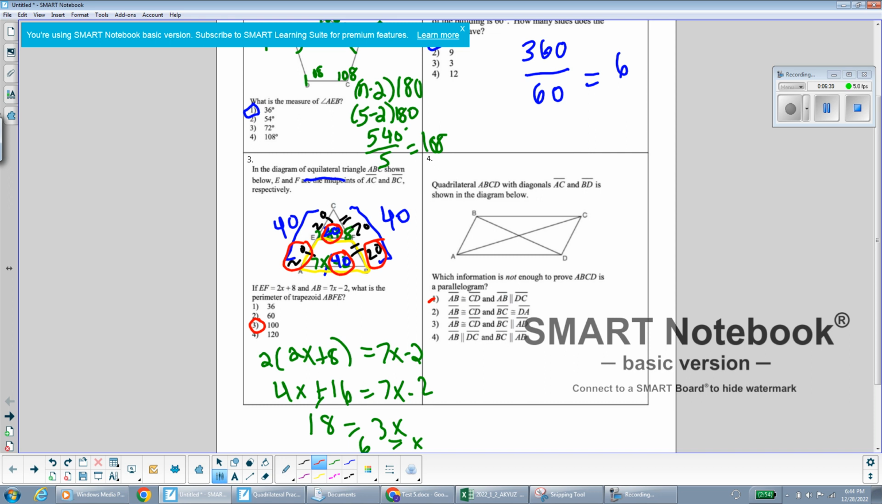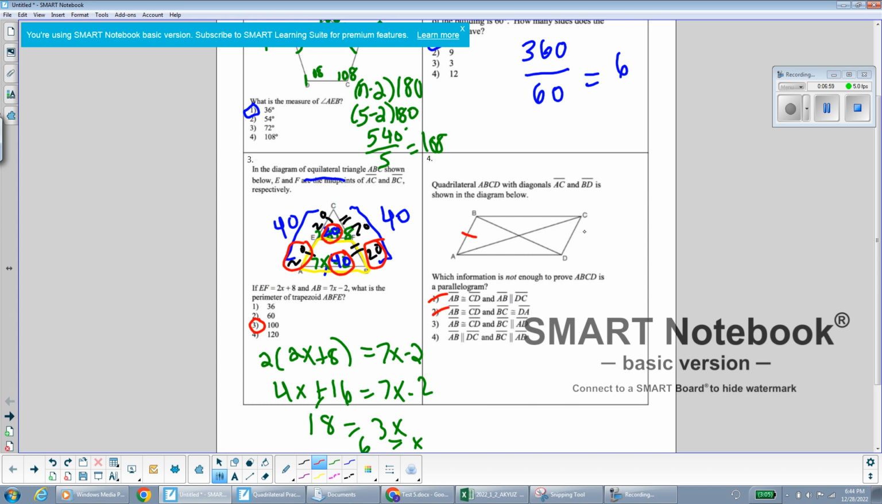I'm going to reset, and I'm going to try answer choice 2. AB is congruent to CD, and BC is congruent to AD. This is a valid method. We know that if both pairs of opposite sides are congruent, the quadrilateral is a parallelogram. So I'm going to reset there, and I'm going to try answer choice 3.